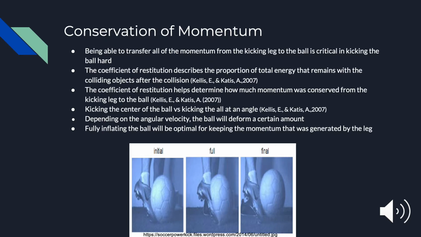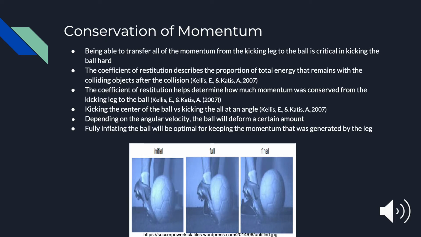Conservation of momentum. Being able to conserve all of the momentum from the kicking leg is crucial in kicking the ball hard. An important variable is the coefficient of restitution. This describes the proportion of total energy that remains with the colliding objects after the collision occurs. The coefficient of restitution helps determine how much momentum is conserved from the kicking leg to the ball.